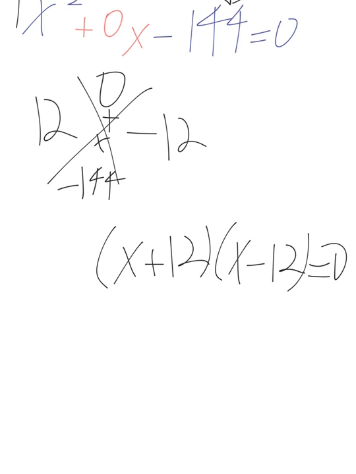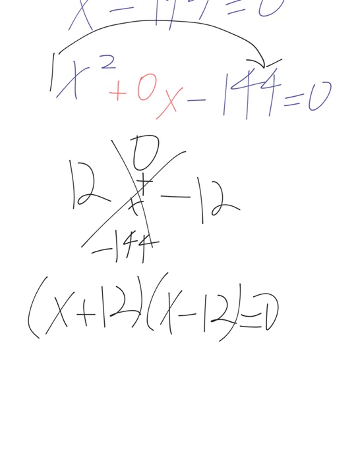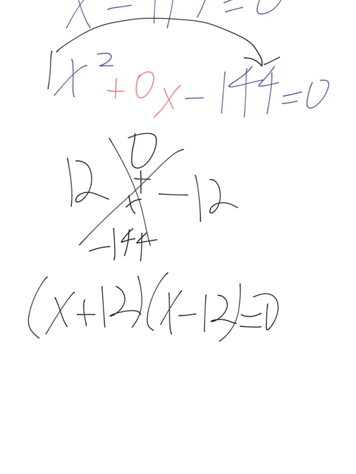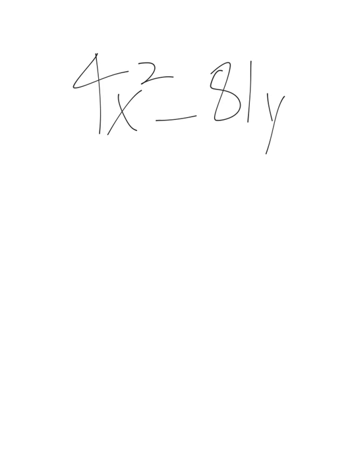Okay, so that's how you would do it if you didn't have your perfect squares memorized or you didn't have that chart handy. Now, I'll just want to do a couple more examples, and that's where you have, like, let's say I give you 4x squared minus 81y squared.